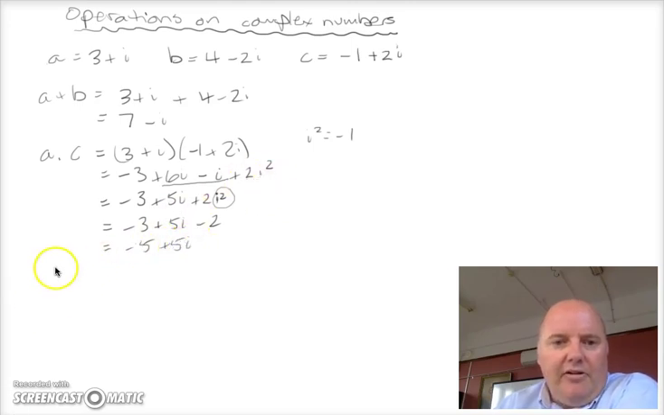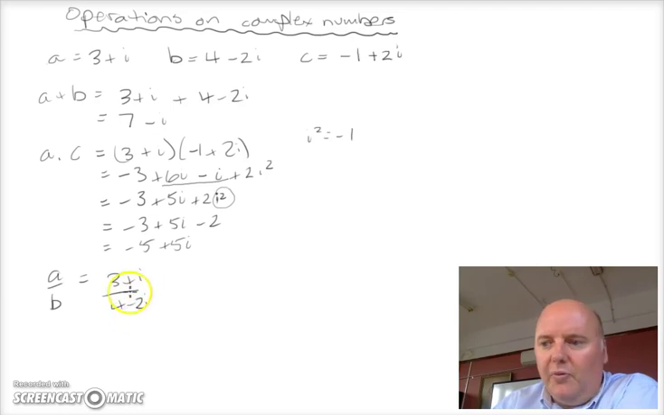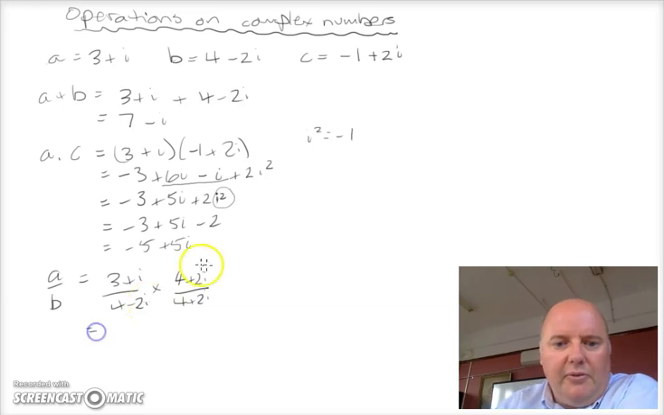Okay, so let's have a go at a division. Let's do a divided by b. So we get 3 plus i over 4 minus 2i. Now what we want to do is make this a real number. And the way we make it a real number is we multiply it by its conjugate over the conjugate. Now remember, the conjugate is you change the sign of the second part, because then you have the difference of two squares, and you'll see what happens when we do this.